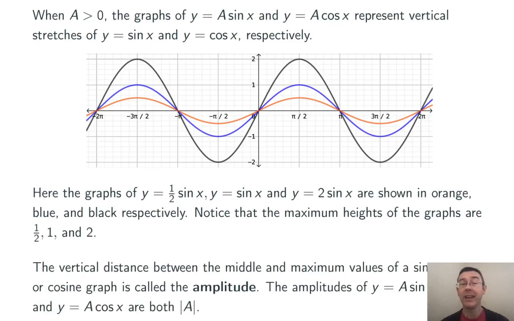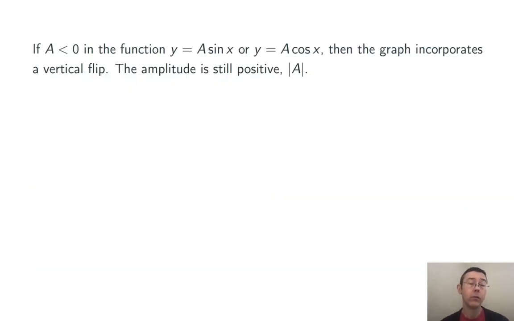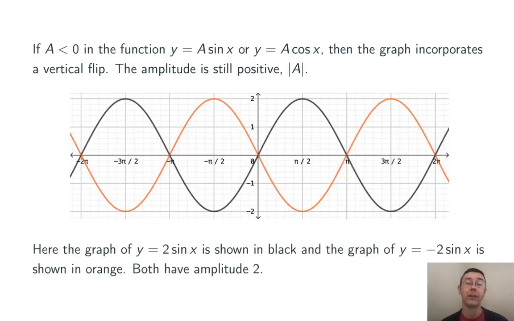So what happens if a is negative? In that situation, the function y equals a sine x or y equals a cosine x also incorporates a vertical flip. The amplitude's still the same, the absolute value of a, but now we have a vertical flip, a reflection over the x-axis. Here's an example. I have graphs of y equals 2 sine x and -2 sine x, 2 sine x in black, -2 sine x in orange. Both of these graphs have amplitude 2. Amplitude should always be a positive number.